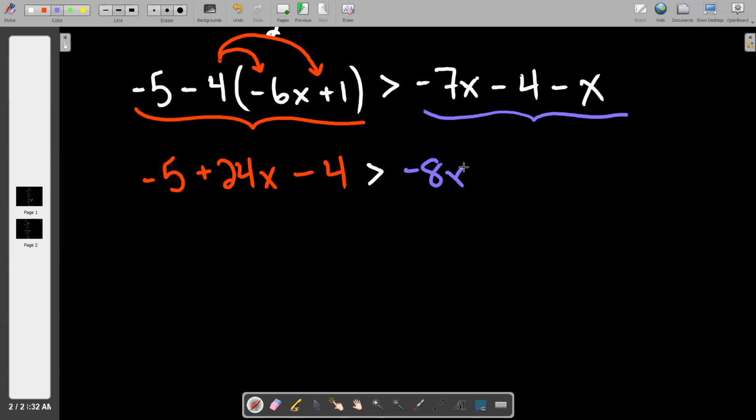Negative 8x minus 4. Good. So we're still not to the point where we can start thinking, or should start thinking, about adding something to both sides. I'm still looking at the red side. So I'm looking at you, buddy, right here. And you're still not how I want you to be. So what do we do?